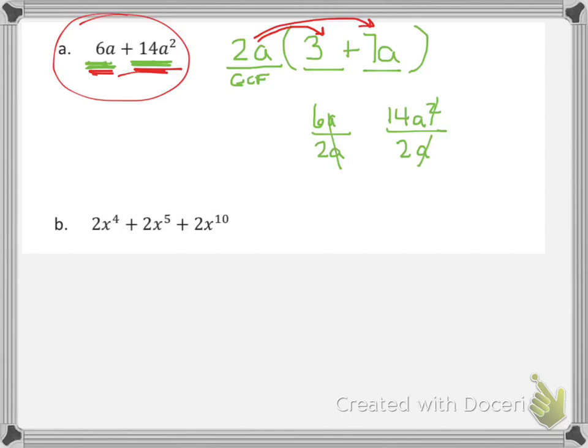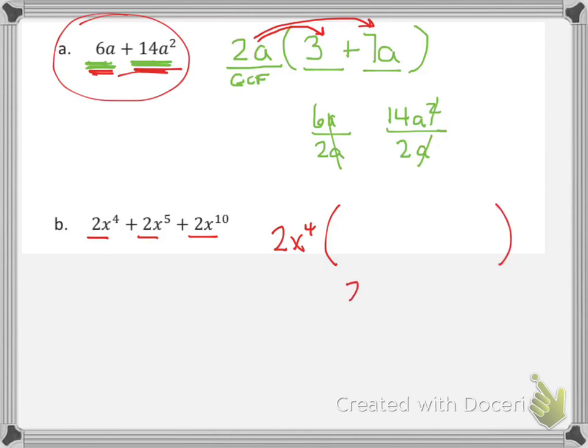Okay, B, what's common? I've got a 2x to the 4th, I've got a 2x to the 5th, I have a 2x to the 10th, so my GCF is 2x to the 4th. Every term has a 2, and every term has at least 4 x's, so x to the 4th. That's my GCF. Then I'm going to fill in the parentheses by dividing.